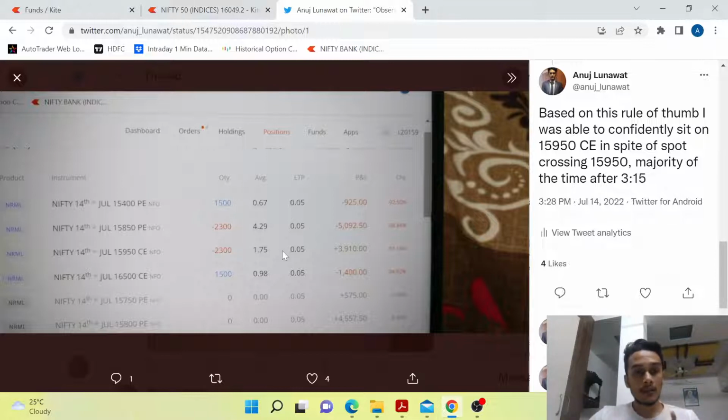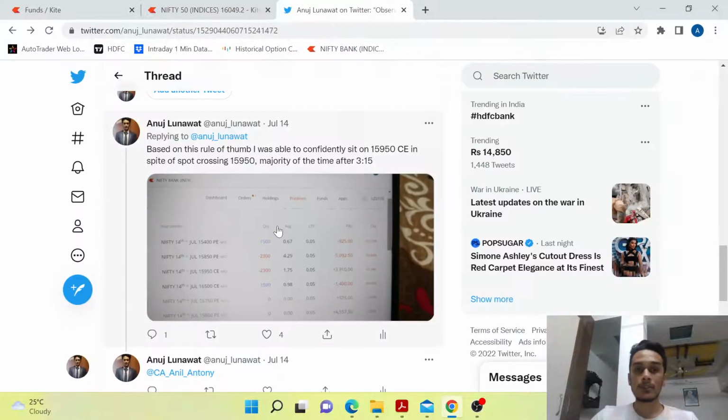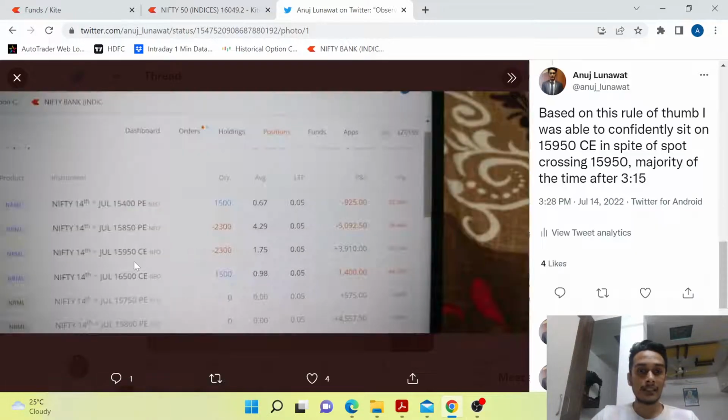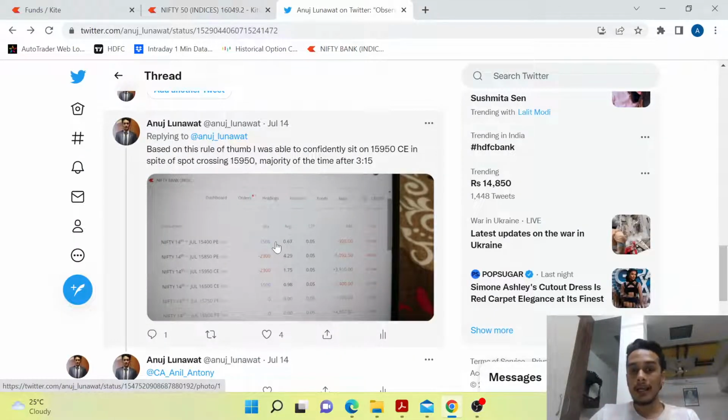The basic thumb rule that I use is to check the corresponding opposite option of that strike, and if that goes below 5, like here if the 15,950 put went below 5, I would have exited this at whatever price it would have been trading. What I observed was the 15,950 put never dipped below 9, so I was confident of holding this until the end.